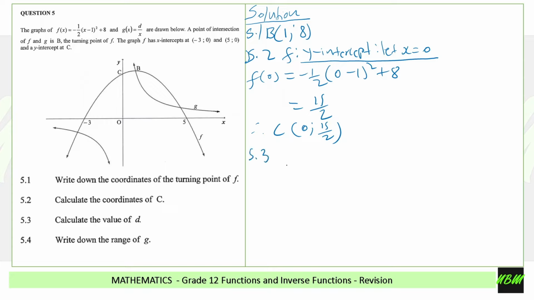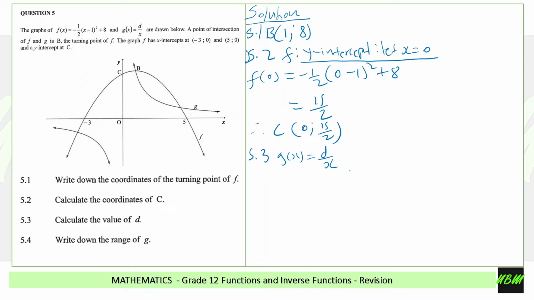Question 5.3, calculate the value of D. Where do we find the parameter D? On the equation of g. g of x is equal to D over x. Then what can we do? What should we do to get the value of D? One way is to substitute B.